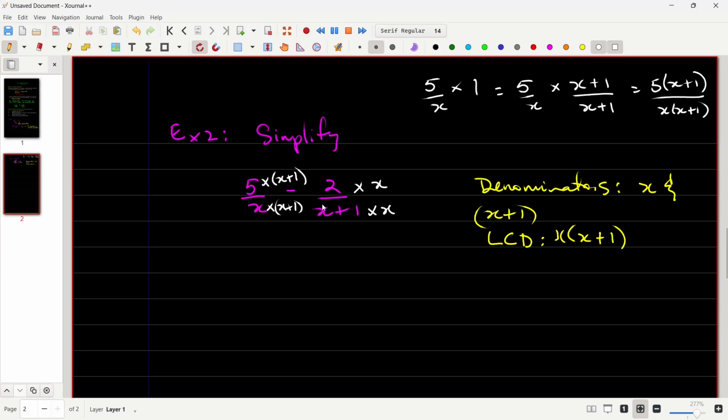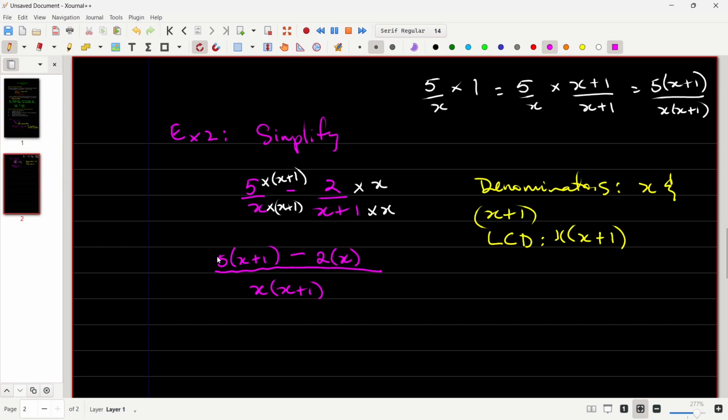All right, so I'm going to use this now to expand. Once I change each of the denominators, I'll get x into x plus 1 on the bottom. And then at the numerator, I would have to multiply this by this. So I have 5 into x plus 1 at the numerator, and then I put back the minus sign, 2 into x.